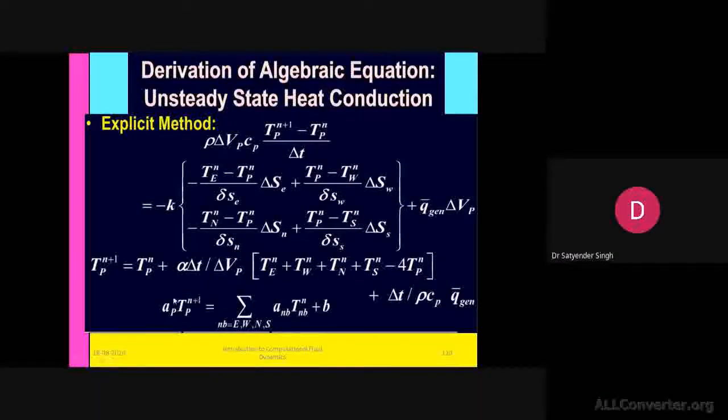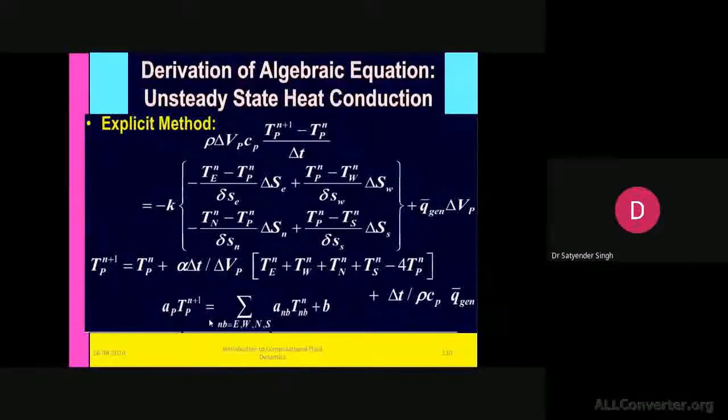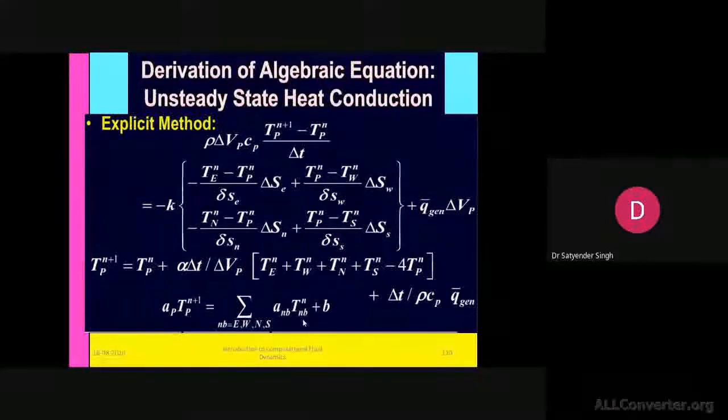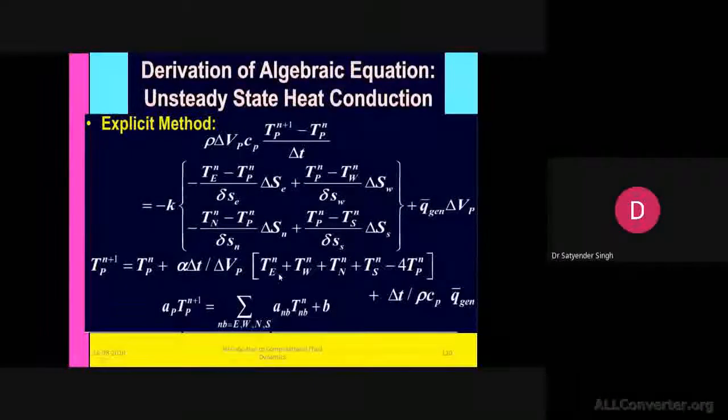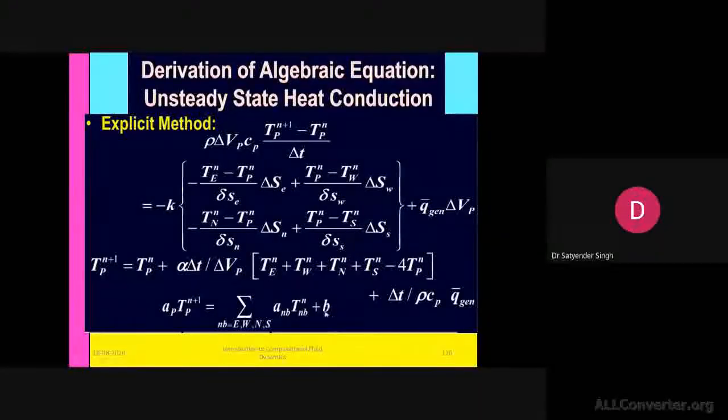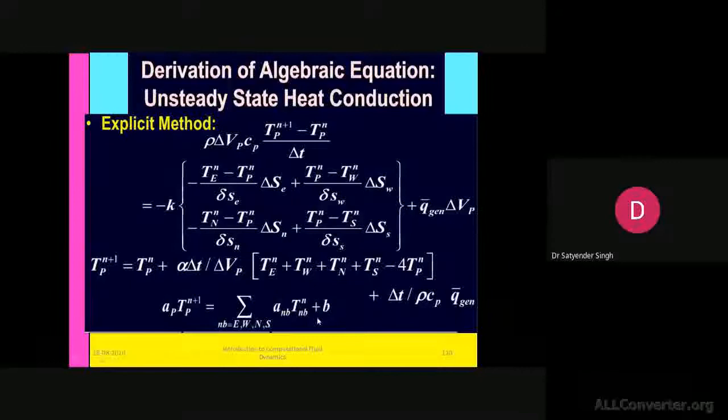So in a more generalized form, it can be represented by taking some coefficients like A. After solving, it takes this form: A Tp n+1, which is the temporal term. It will give us the temperature at the next time level by taking the values of all east, west, north, south at the previous time level, along with some constants. There will be some constants, and this one also.